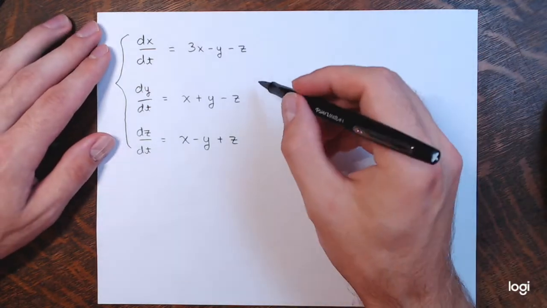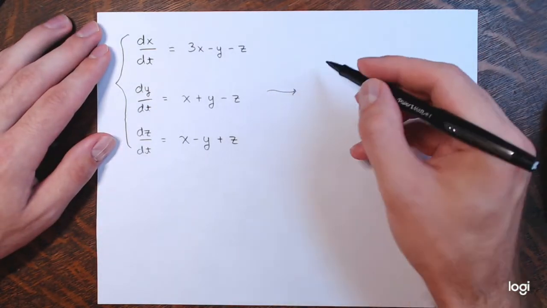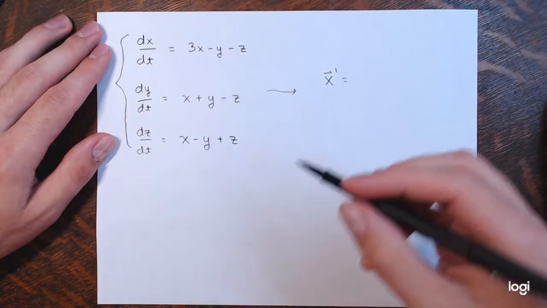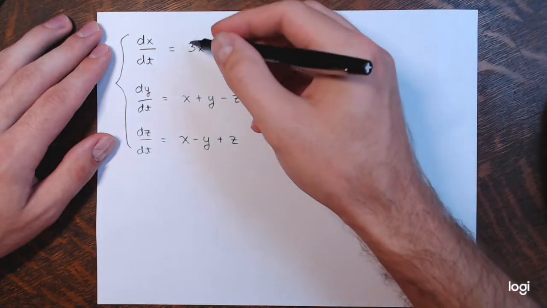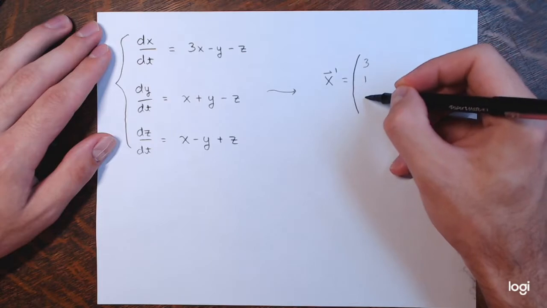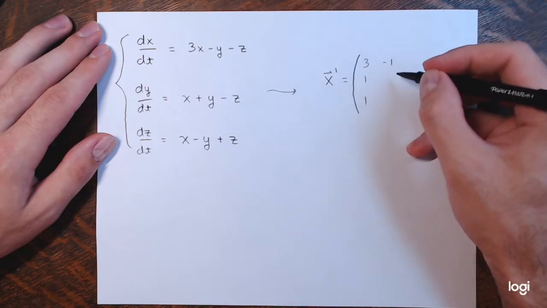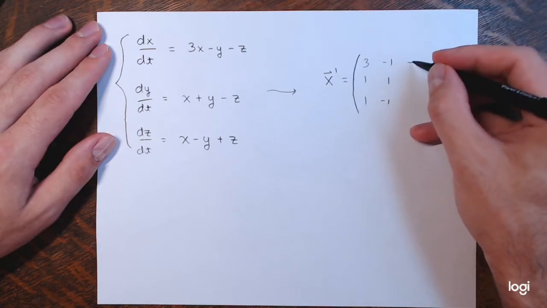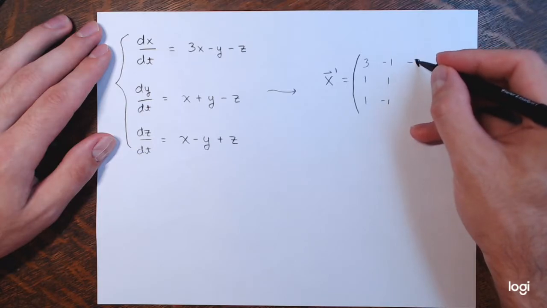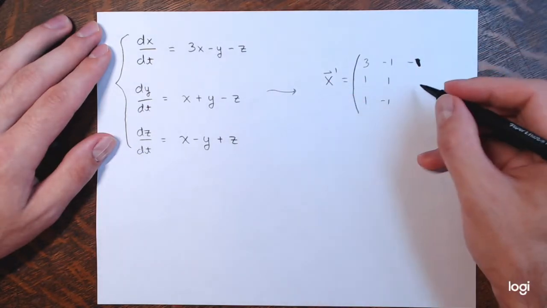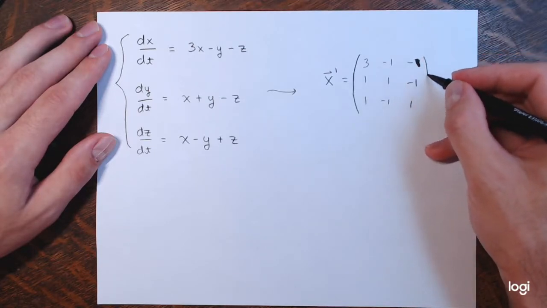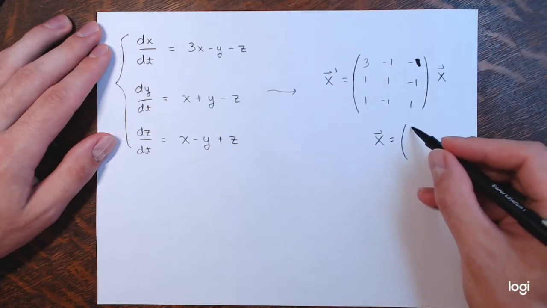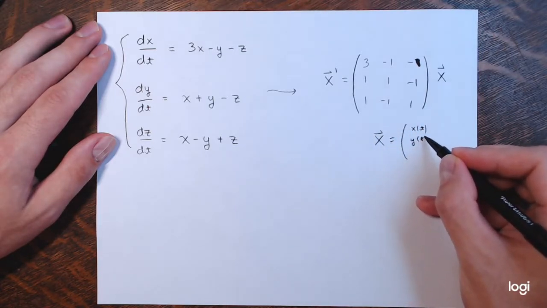All right. So in matrix form, this would be vector x prime, with x prime, y prime, z prime, equals matrix A with the coefficients of x down the first column, 3, 1, 1. Coefficients of y down the second column, -1, 1, -1, and coefficients of z down the third column, -1, almost wrote z again, -1, -1, and +1, and then times vector x, where vector x here represents the functions x of t, y of t, and z of t.